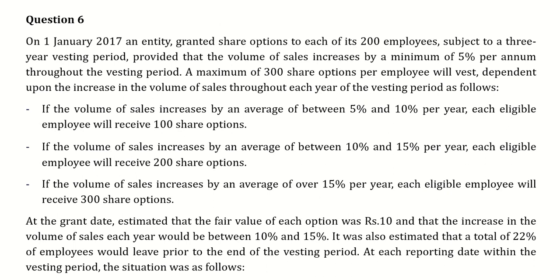Now we look at question number 6. Read it carefully. On 1st January 2017 an entity granted share options to each of its 200 employees subject to a 3 year vesting period, provided that volume of sales increased by a minimum of 5% per annum throughout the vesting period. Here there is a service vesting condition as well as a performance vesting condition.